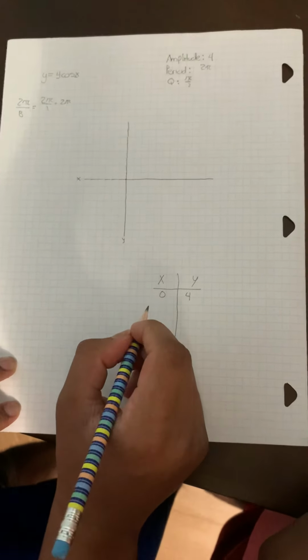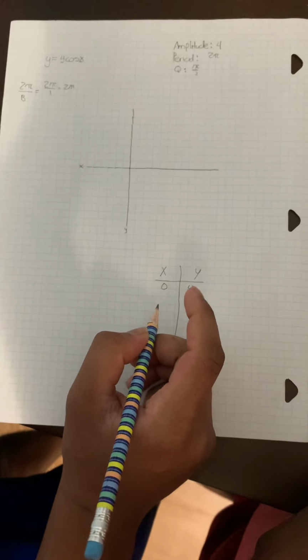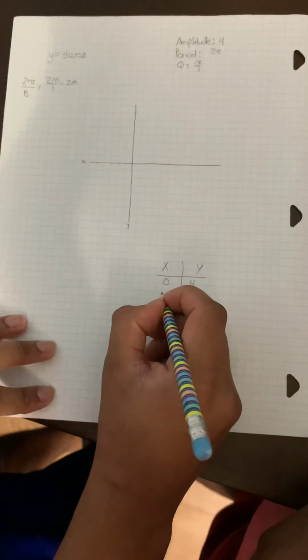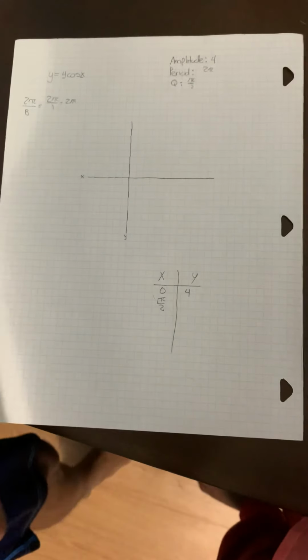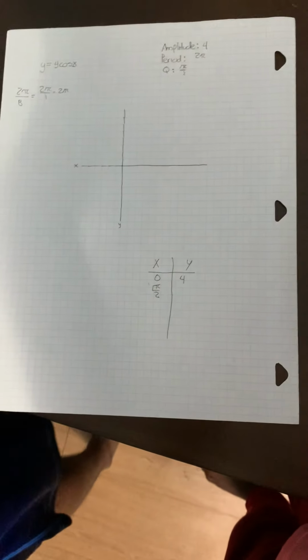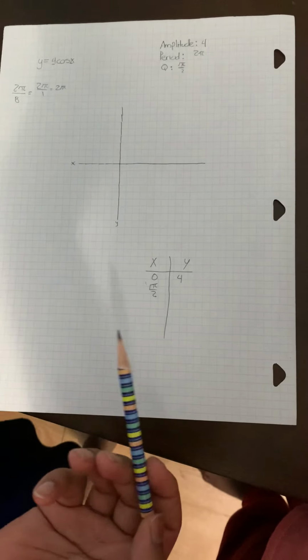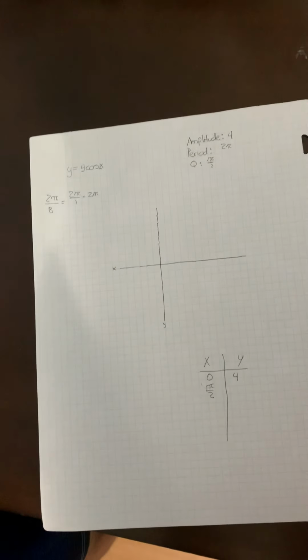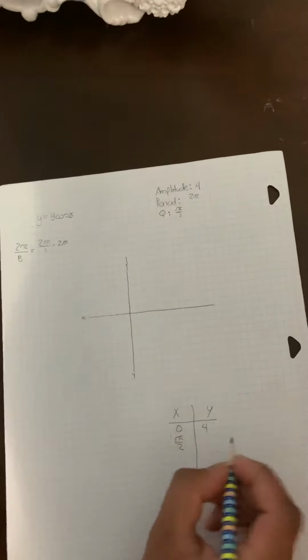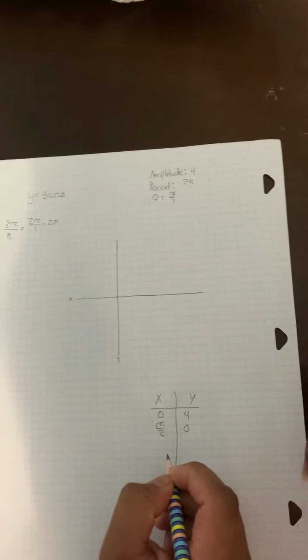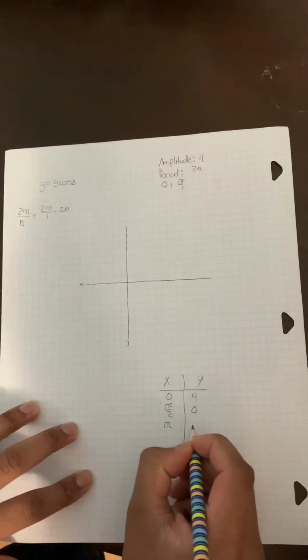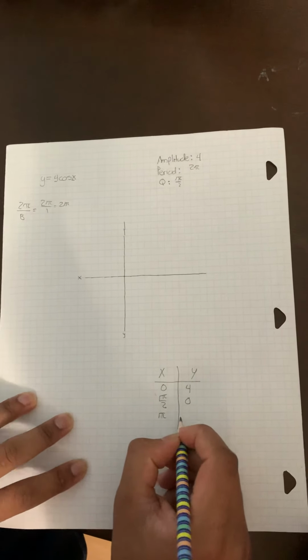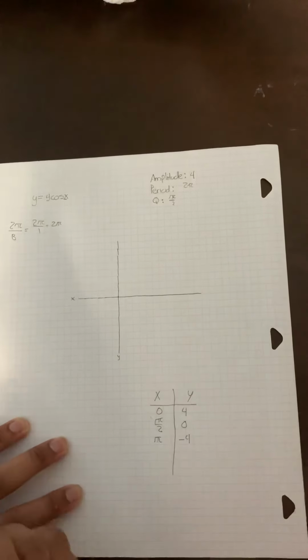Now we're going to add our quarters. So we're going to start off at pi over 2. If you plug pi over 2 into this and use the unit circle, you will find that it is 0. Then you go down to pi. We add another quarter, we have pi. Once you plug it in, you find out that it's -4.